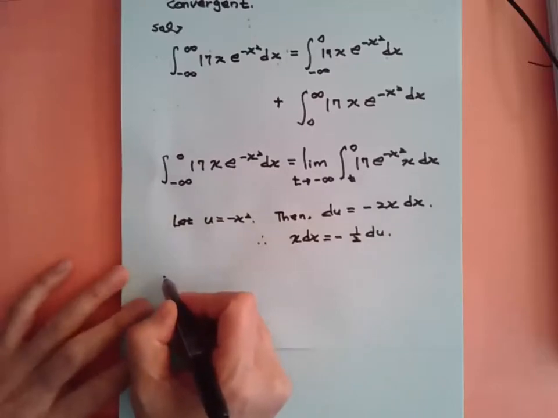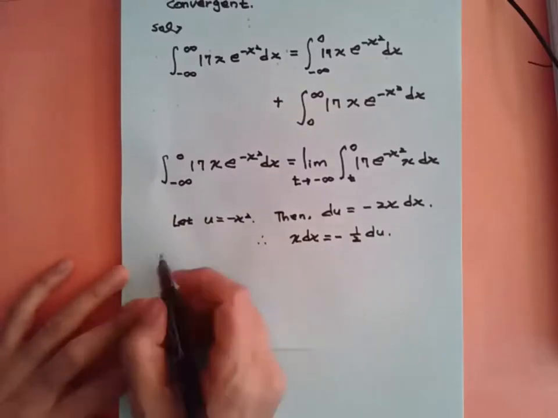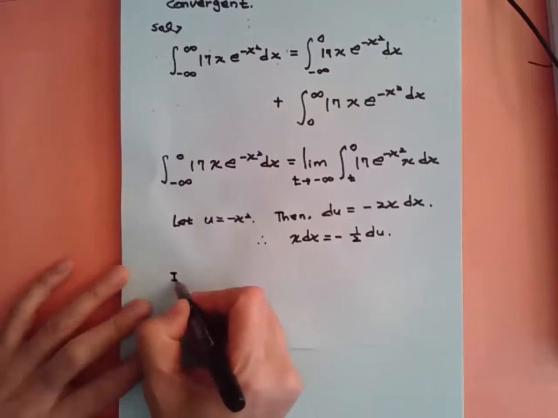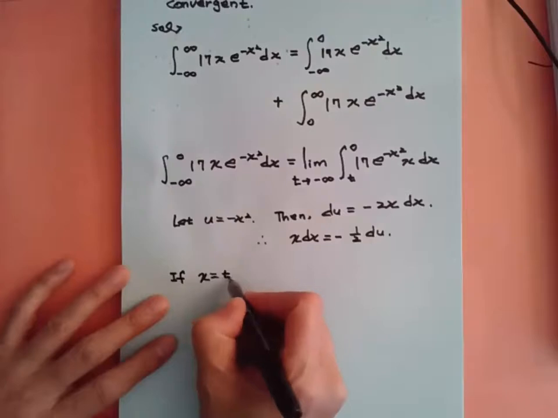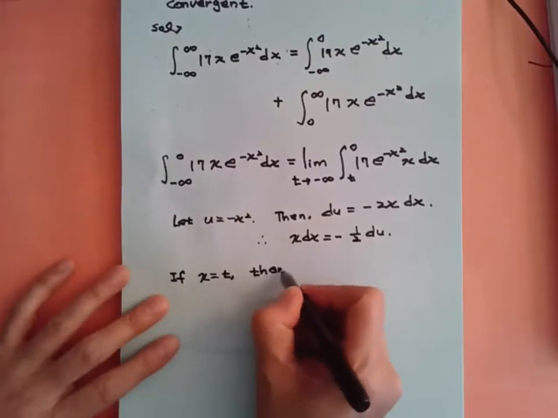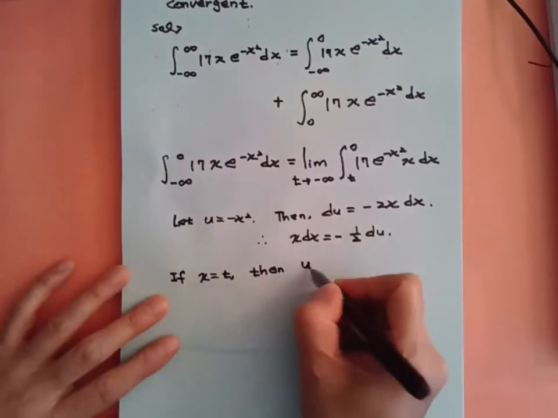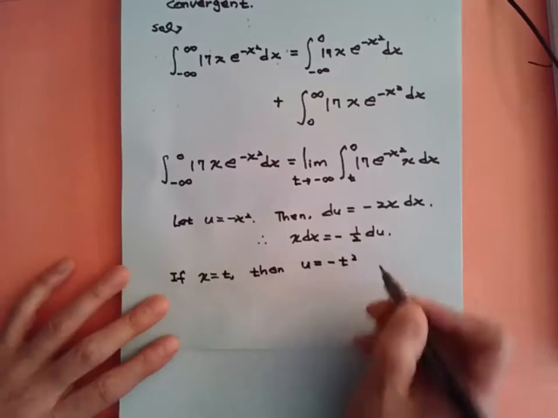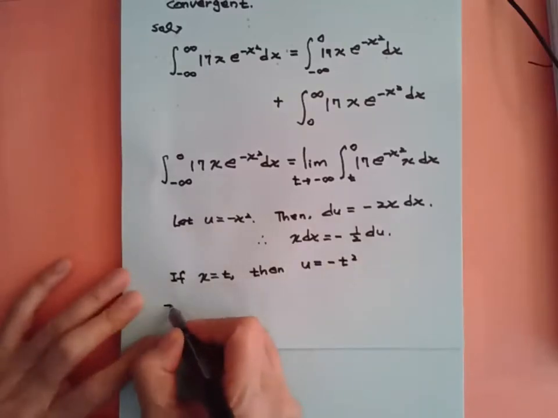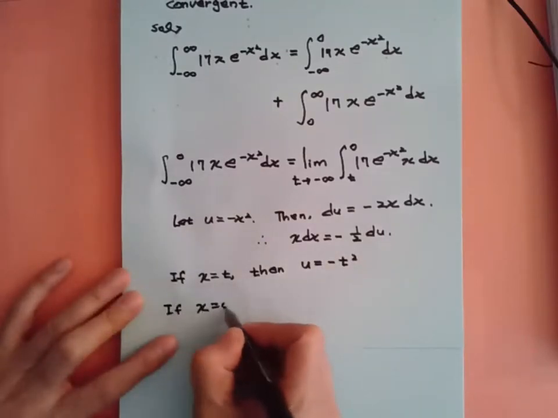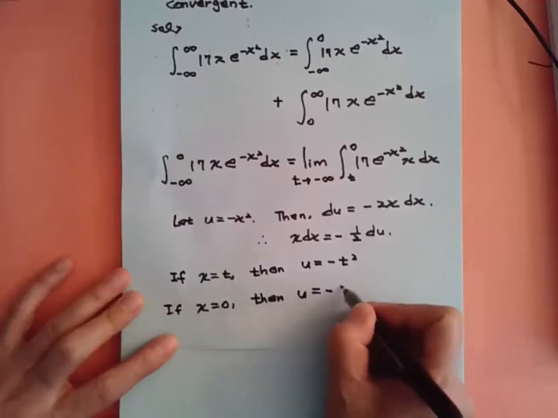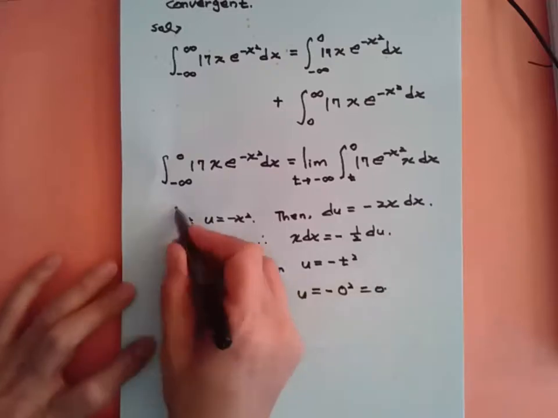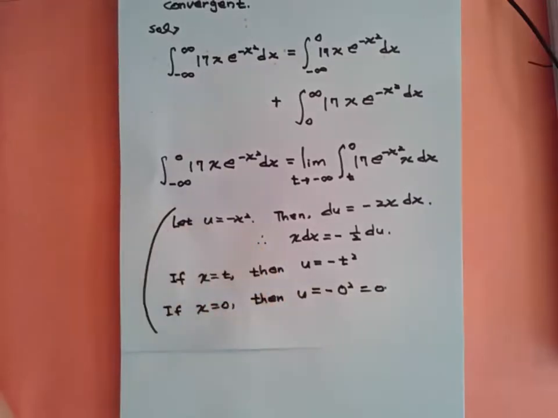We are changing the variable, so we have to evaluate at x equals t. Then u equals minus t squared. And if x equals 0, then u equals minus 0 squared, which is 0. So this is the information we will combine when we rewrite the integral.